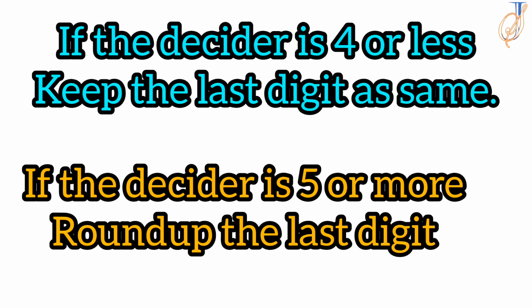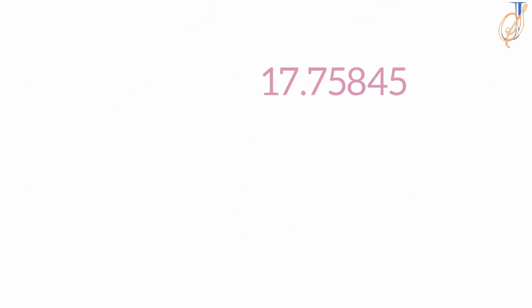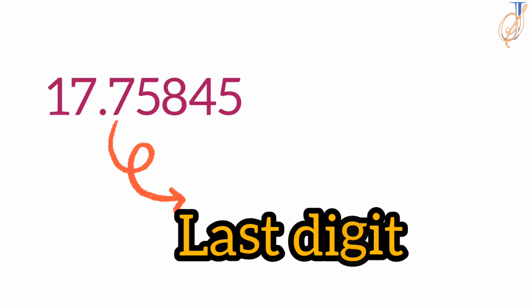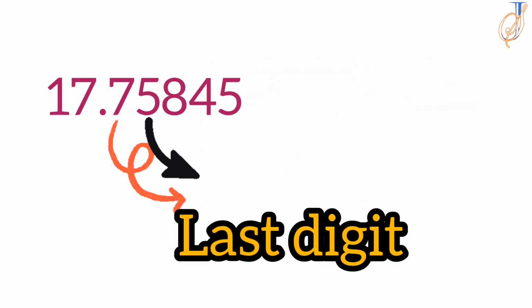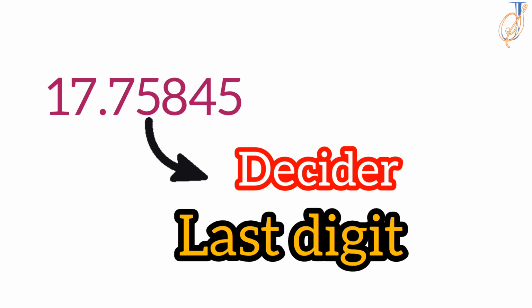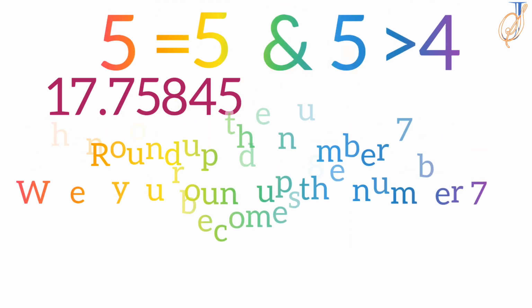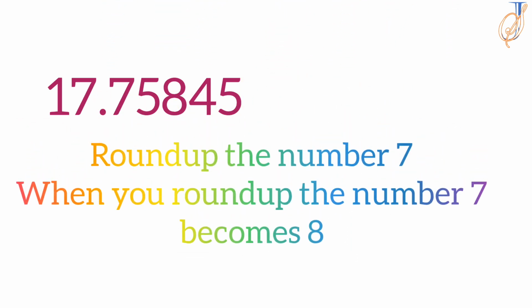Let's recall the rules for rounding off to the correct number of significant figures. Count from left to right: 1, 2, 3. So the number 7 is the number we have to round up or down. We can call it the last digit. To figure that out, we have to look at the next number, which is 5 here. We can call it the decider. Here our decider is more than 4, so round up the number 7. When you round up, you will get 17.8.